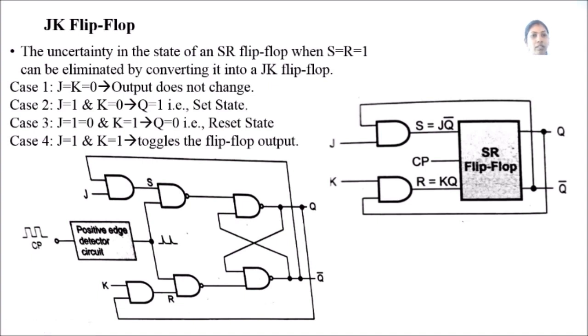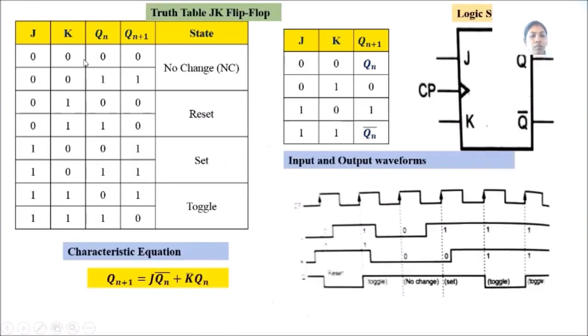The next state is the toggling of the present state. So the remaining conditions, case 1, case 2 and case 3, are similar to the SR flip-flop. In the truth table, you can see that when J equal to 0, K equal to 0, similar to that of SR flip-flop, we have a no change state.